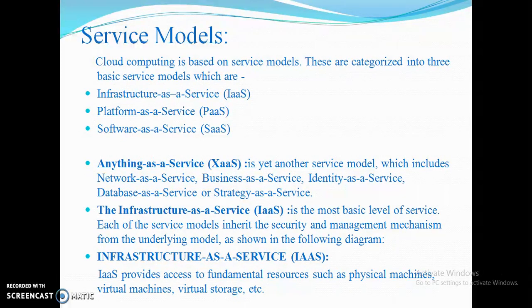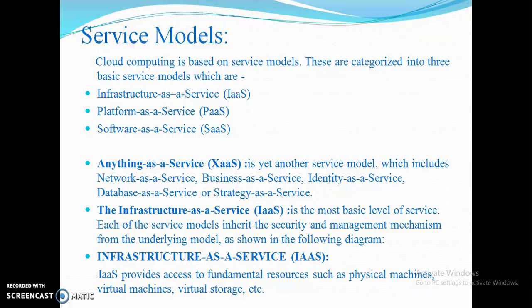Next, service models. These service models are based on the services. They are categorized into three different basic service models. Those are infrastructure as a service, platform as a service, software as a service. Anything other than these three services that the cloud provides is called anything as a service. In that, the cloud is providing network as a service, business as a service, identity as a service, database as a service or strategy as a service.